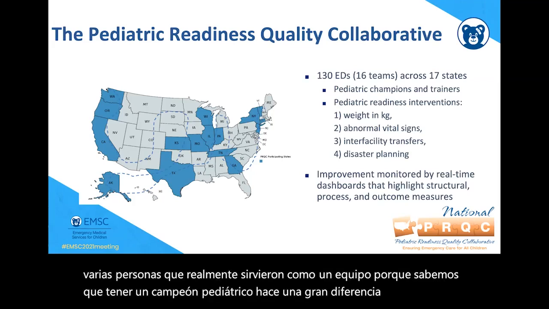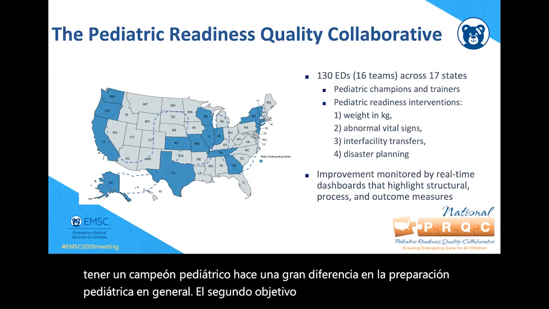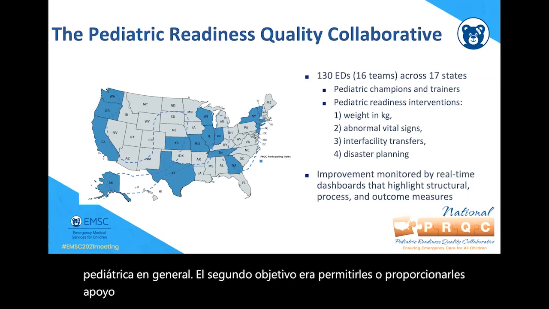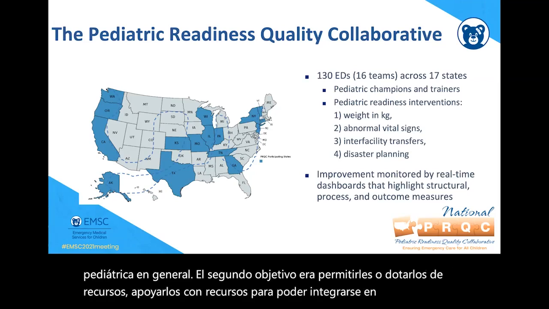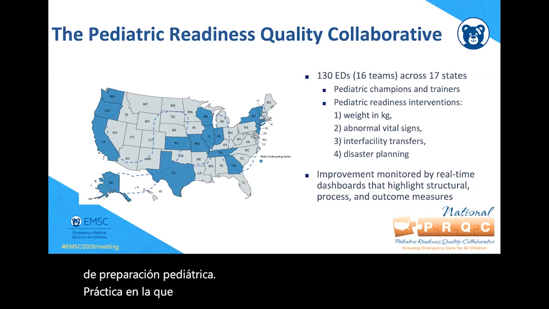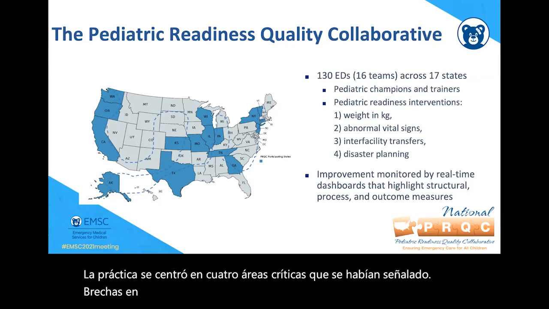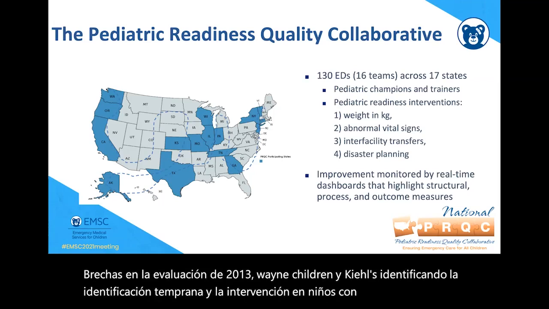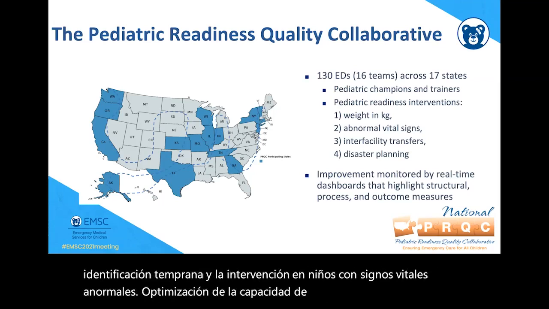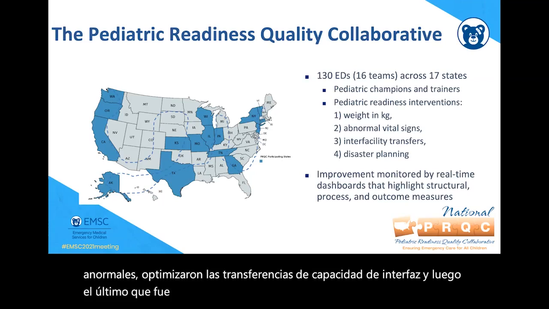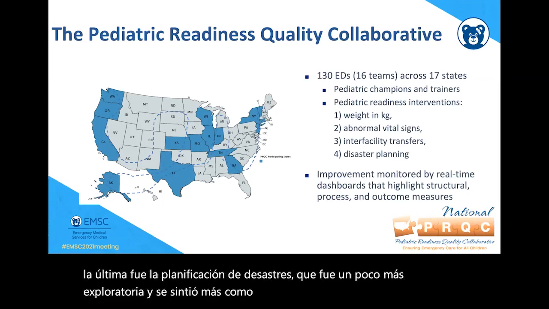The second goal was to provide them with resources, support them with resources to be able to integrate specific pediatric readiness efforts into practice. And we focused on 4 critical areas that had been noted gaps in the 2013 assessment: weighing children in kilos, early identification and intervention in children with abnormal vital signs, optimizing interfacility transfers, and then the last, which was disaster planning, which was a bit more exploratory and felt more like a learning collaborative for those that were engaged in this, and we'll talk a little bit more about that.